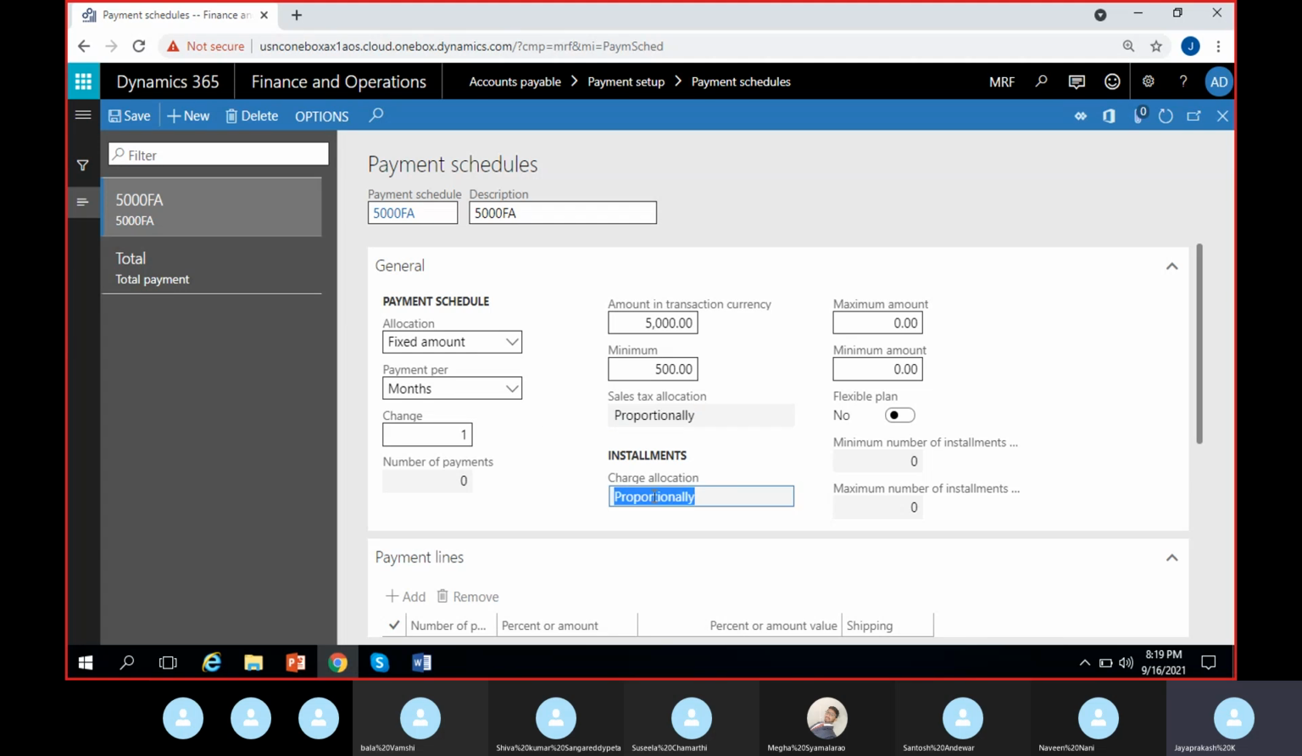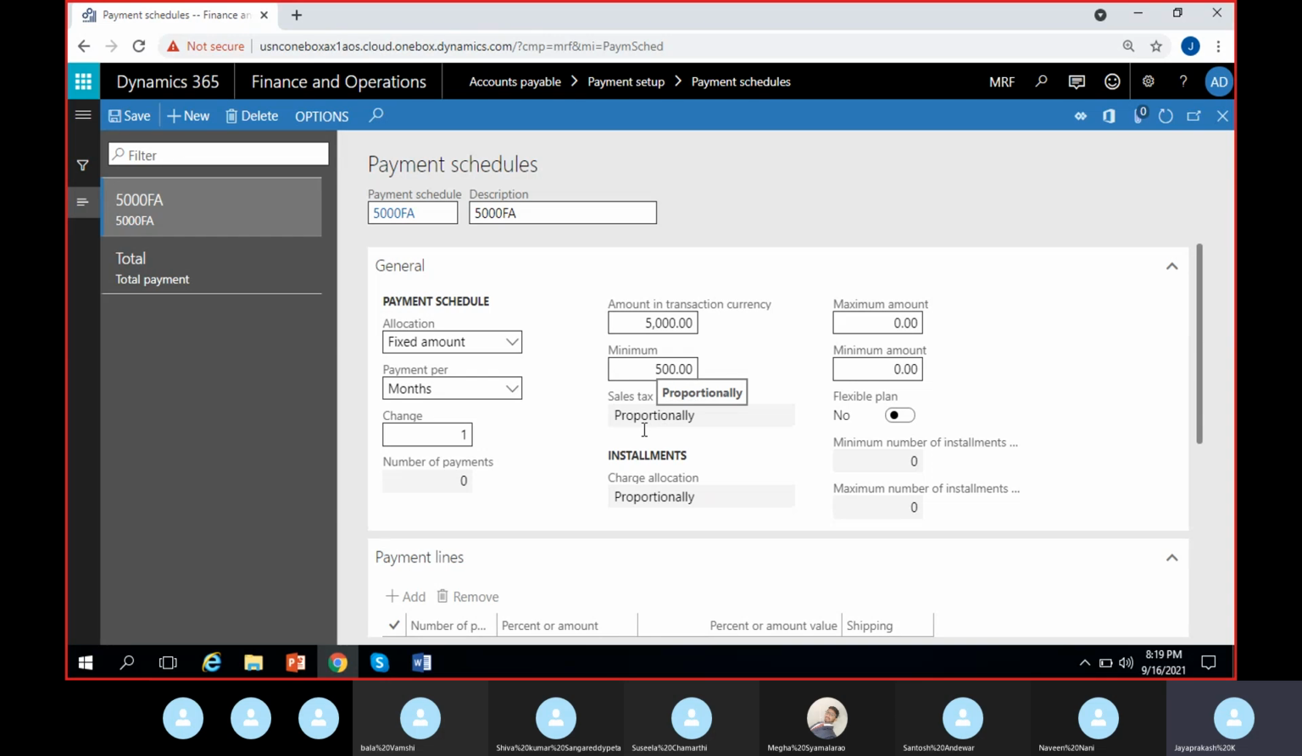Sales tax or the charges, the additional amount that we have on the invoice will be proportionally accounted, which means if there is a tax amount of 5,000, it will be proportionally divided for every period. If there are 4 periods, that 5,000 will be divided by 4. So tax will be paid as so. Depending on how many installments we have, the taxes and charges will be allocated proportionally.